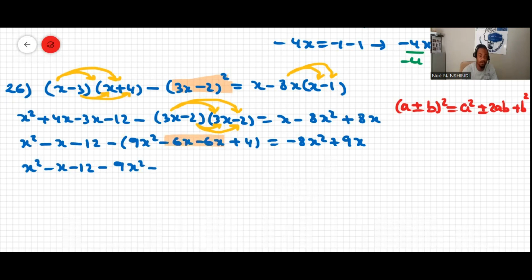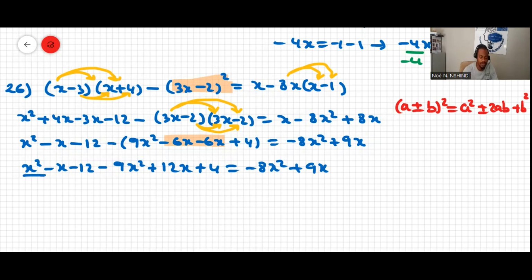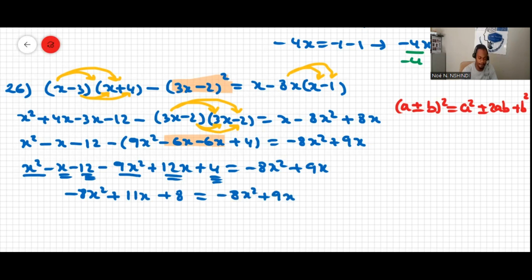The 2 here makes negative 12x, but with the negative there, it makes positive 12x plus 4 equal to negative 8x squared plus 9x. Then we can solve by grouping. Okay, first of all, x squared and the negative there makes a negative 8x squared, and this one and that one make positive 11x, and that makes positive 8 for the constant term, and then that negative 8x squared plus 9x.